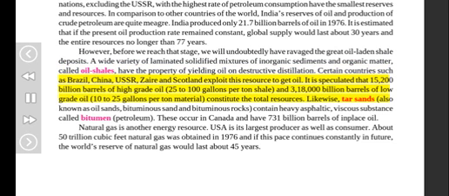It is speculated that 15,200 billion barrels of high-grade oil, 25 to 100 gallons per ton shale, and 18,000 billion barrels of low-grade oil, 10 to 25 gallons per ton material, constitute the total resources. Likewise, tar sands, also known as oil sands, bituminous sand and bituminous rocks, contain a heavy asphaltic, viscous substance called bitumen petroleum. These occur in Canada and have 731 billion barrels of in-place oil. Natural gas is another energy resource. USA is its largest producer as well as consumer. About 50 trillion cubic feet of natural gas was obtained in 1976, and if this pace continues constantly in future, the world's reserve of natural gas would last about 45 years.